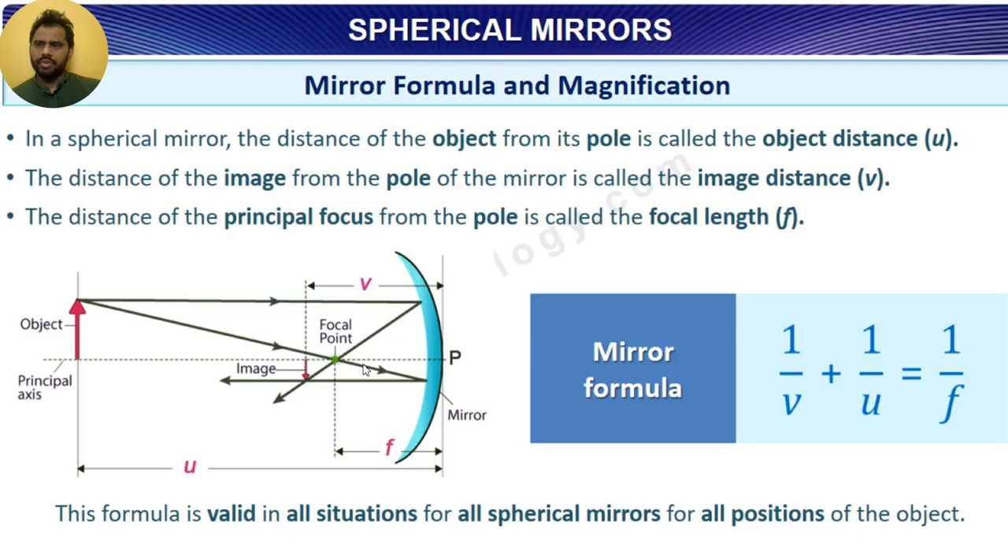Distance of the object from the pole is the object distance, and since the object will be placed in front of the mirror, it will be negative. So object distance will be negative u. Distance of the image from the pole of the mirror is called the image distance, and it is denoted as v. Now this can be anywhere. Sometimes the image is formed behind the mirror also, then it will be positive. In case it is in front of the mirror, it will be negative. Now, the distance of the principal focus from the pole is called the focal length. This is the mirror formula: 1 by v plus 1 by u is 1 by f. This formula is valid in all situations, for all spherical mirrors, for all positions of the object.